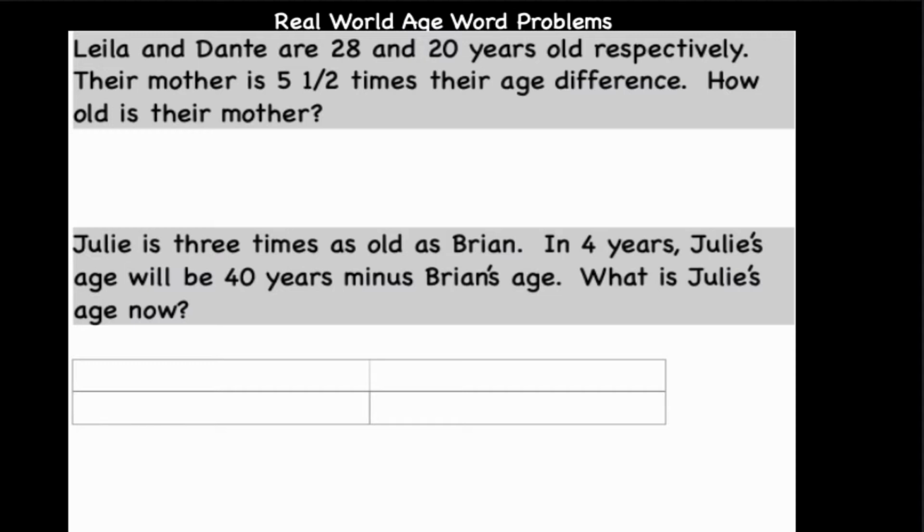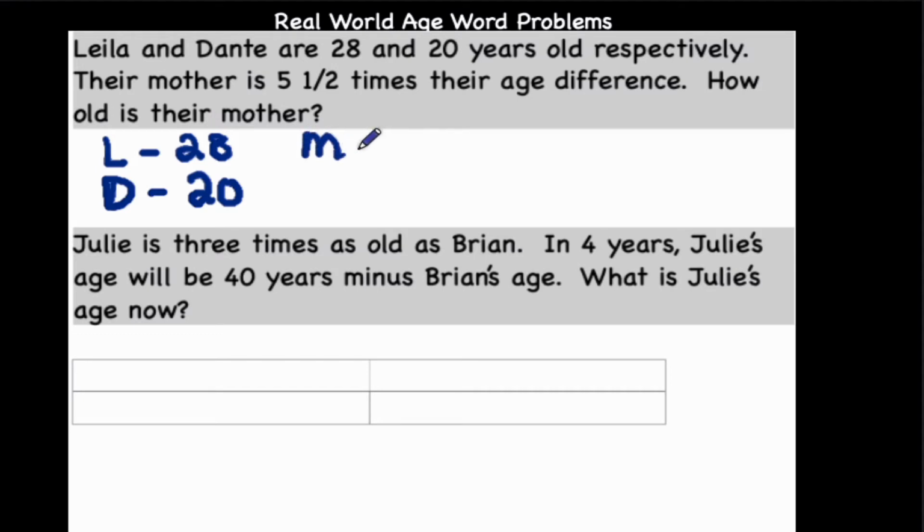So Layla and Dante are 28 and 20 years old respectively. Their mother is 5.5 times their age difference. How old is their mother? So first of all, let's go ahead and write out what we do know. All right, so far we know how old Layla and Dante are. So we're going to represent Layla's name with the letter L, and she's 28, whereas Dante is represented with D, and he's 20. Okay, so mom is 5.5 times their age difference.